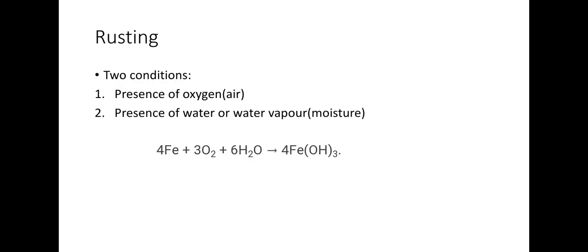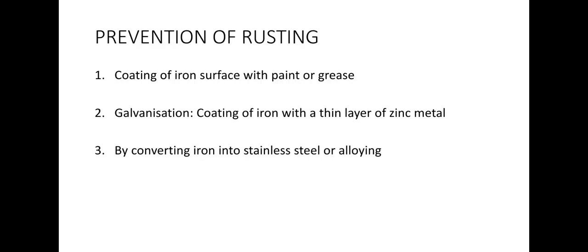For example, here the process of rusting can be represented by the given chemical equation. 4 molecules of iron combine with 3 molecules of oxygen and 6 molecules of water to form hydrated iron oxide, which is a reddish brown rust which gets deposited over iron. So this is the chemical reaction showing rusting process.